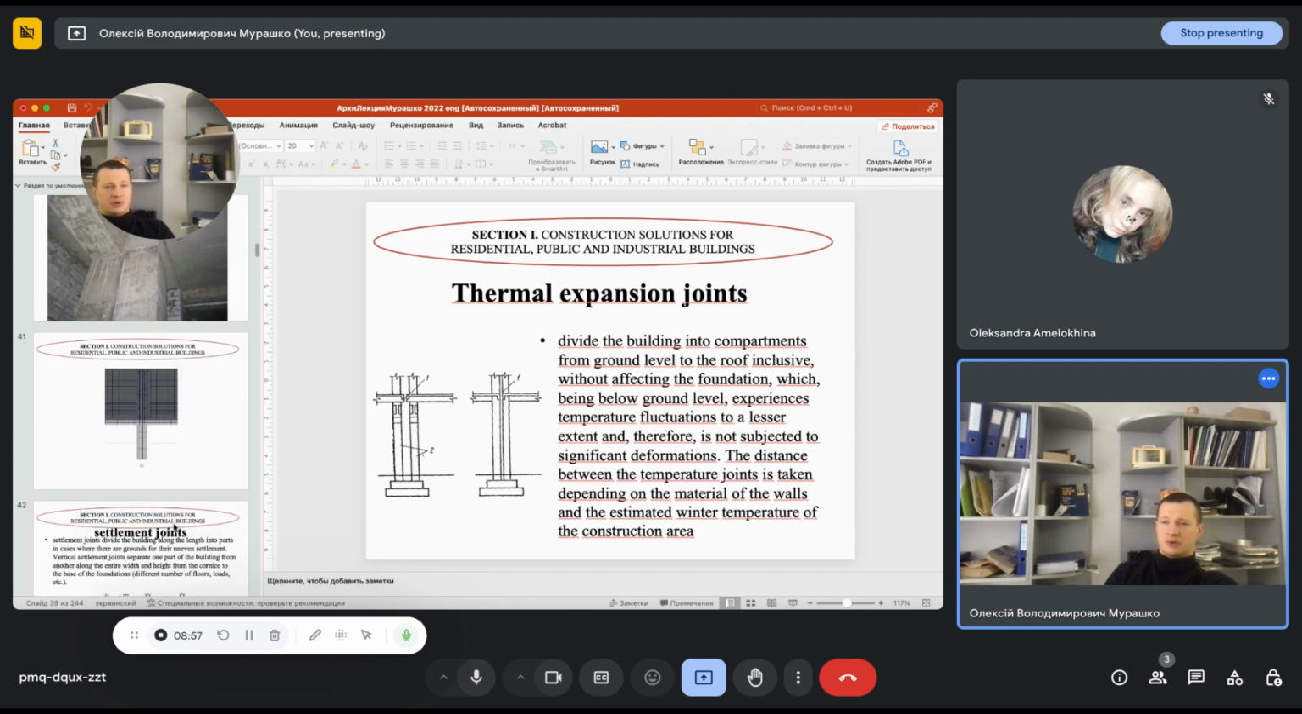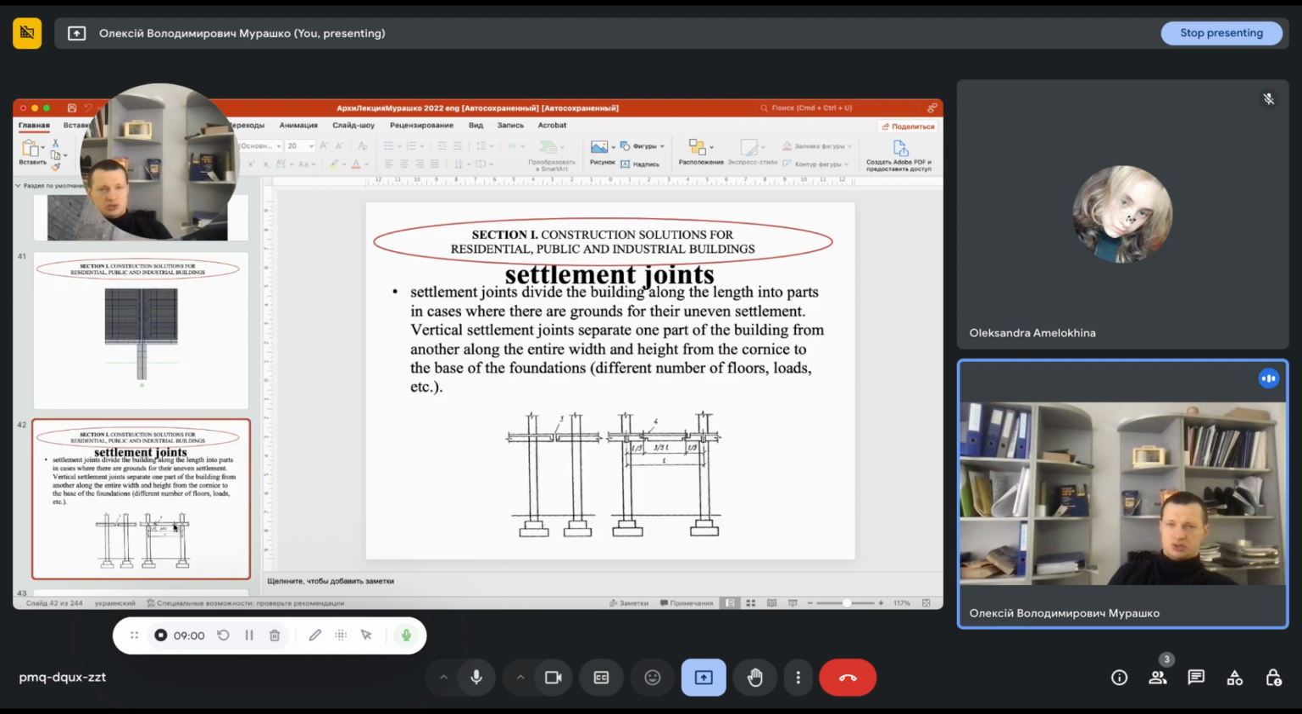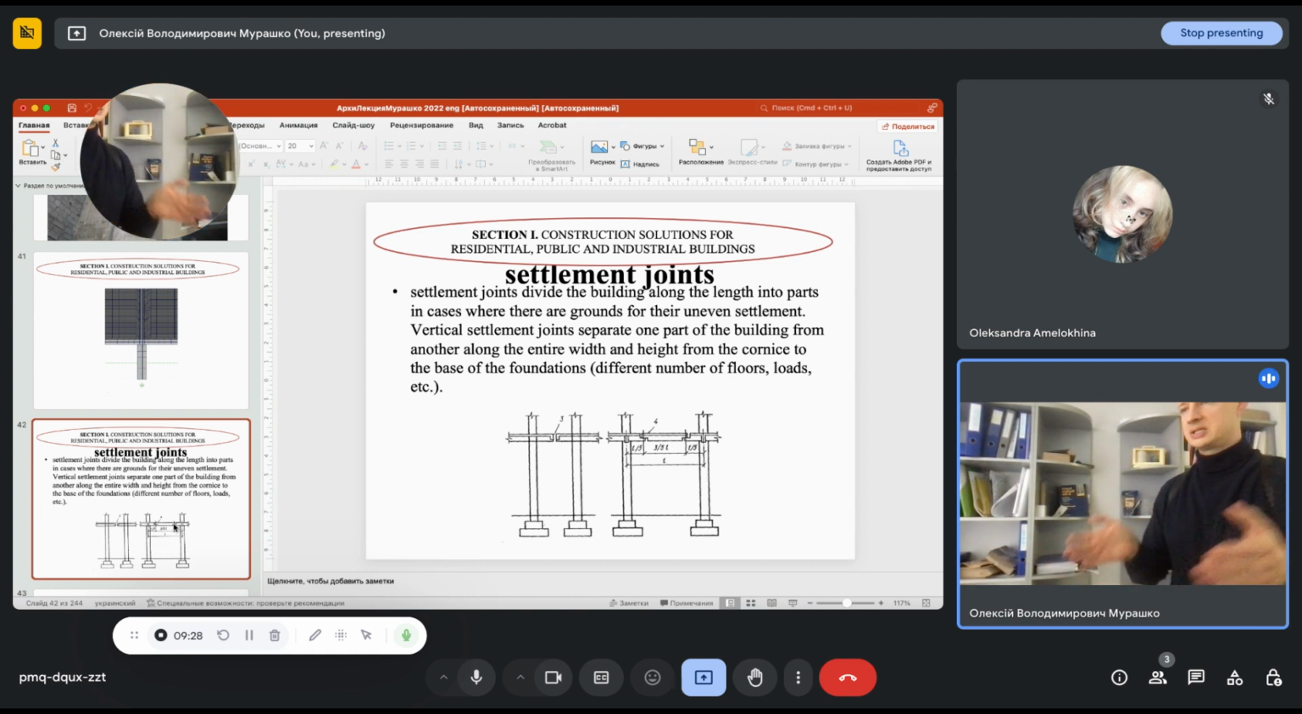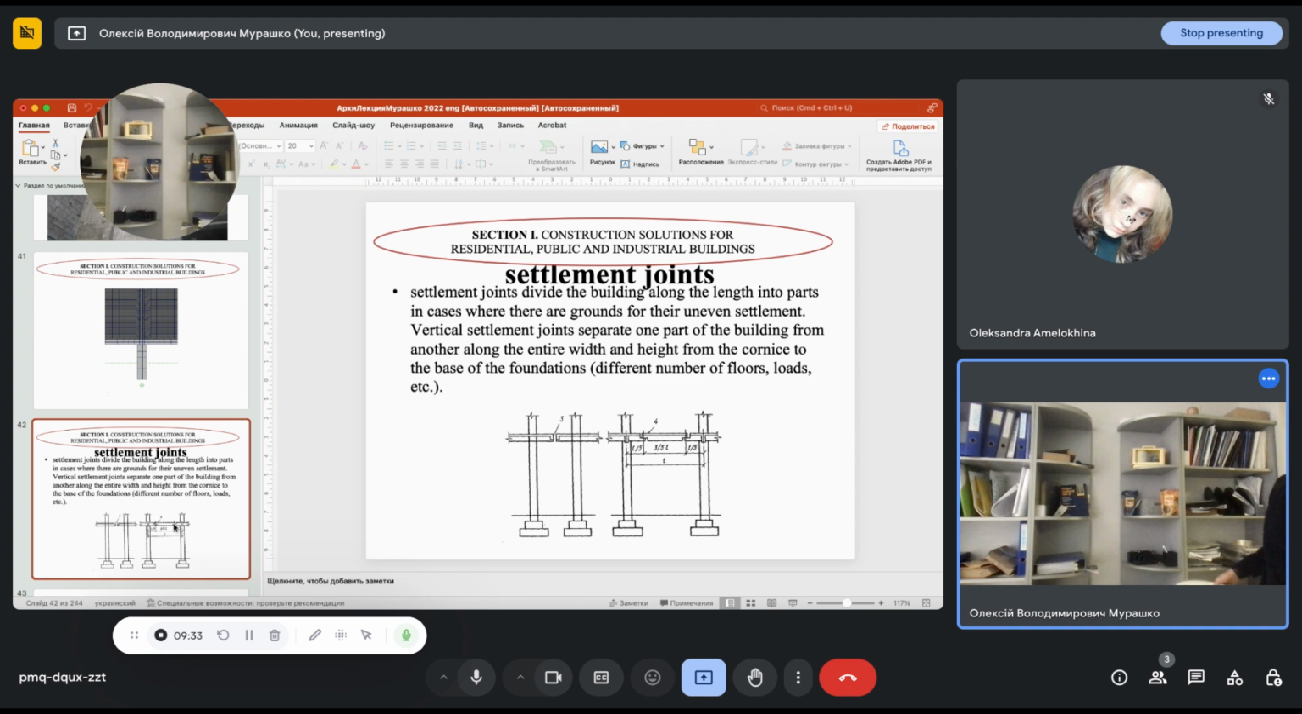Significantly different from that kind of expansion joint are settlement joints. Settlement joints are used in buildings for cases when we have uneven deformations. It may be caused by soil conditions, or by the situation when we have buildings with different numbers of floors on the same ground. For example, in the same complex, we can have a building with 8 floors and, for example, 20 floors. One of the residential complexes that I designed has such a situation.